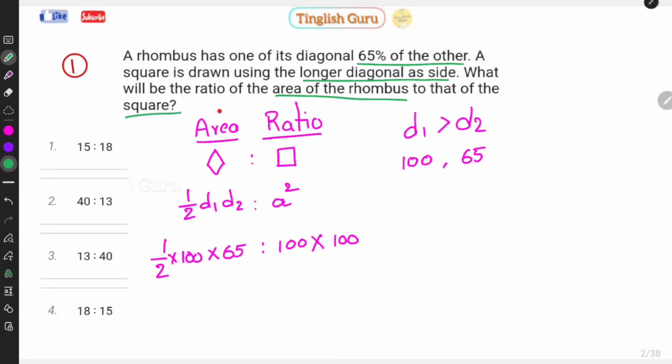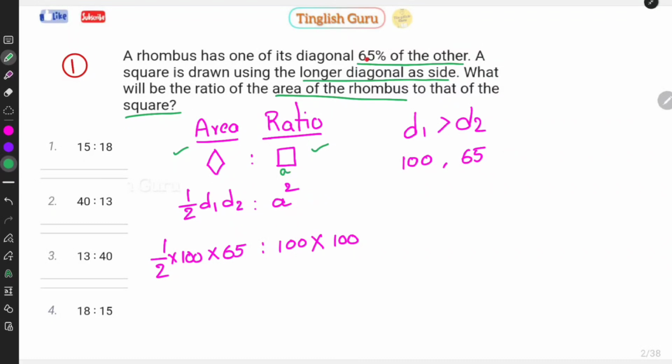What will be the ratio of the area of the rhombus to that of the square? So we have to find the ratio of areas: area of rhombus to area of square. What is the area of the rhombus? Half d1 d2, where d1 and d2 are diagonals. And what is the area of the square? If the side of the square is a, then the area is a squared.